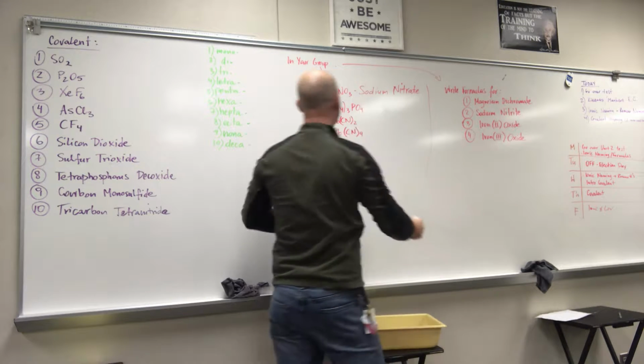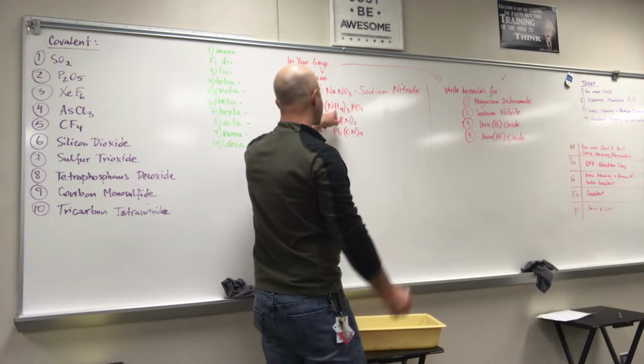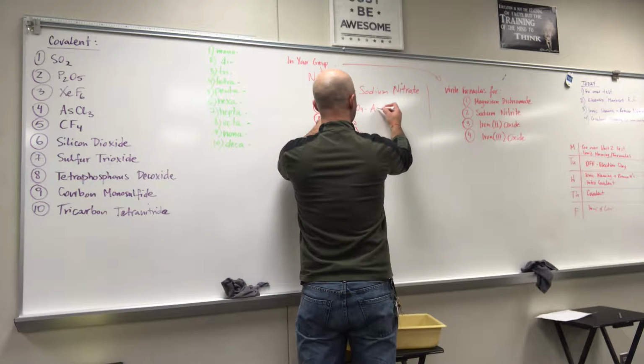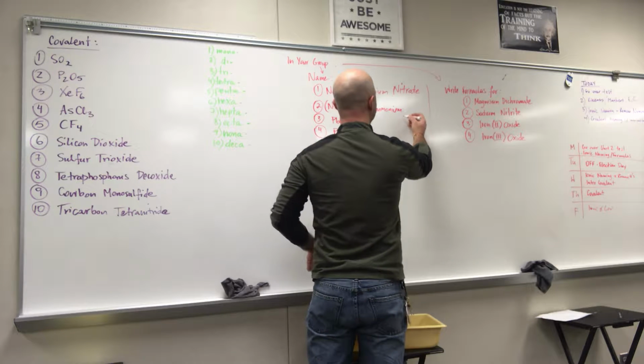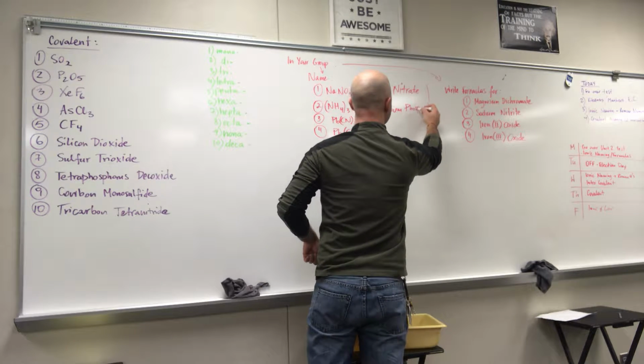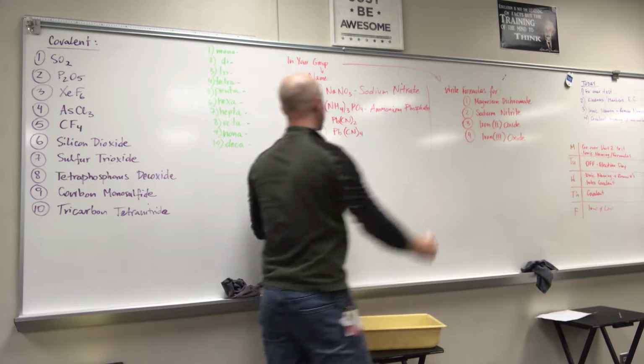Okay, good. NH4 is a polyatomic ion. What's that? The A word, ammonium. What's PO4? Another polyatomic? Phosphate. Good. Okay.